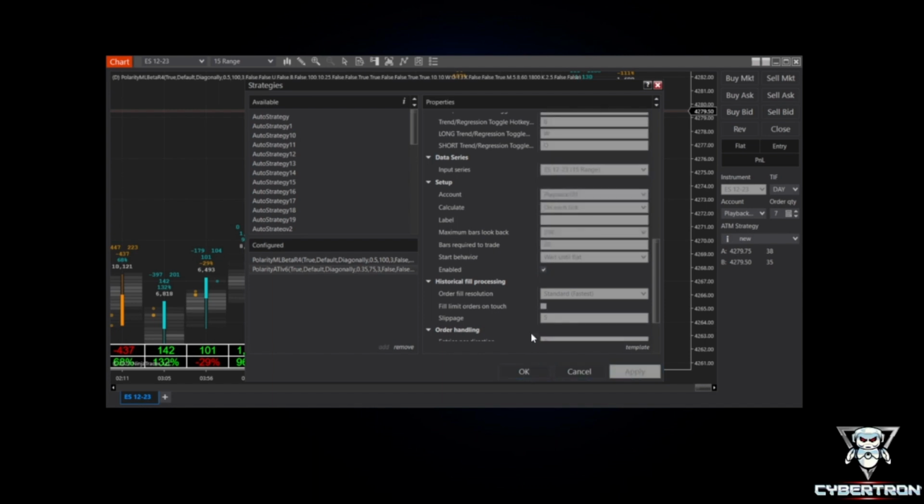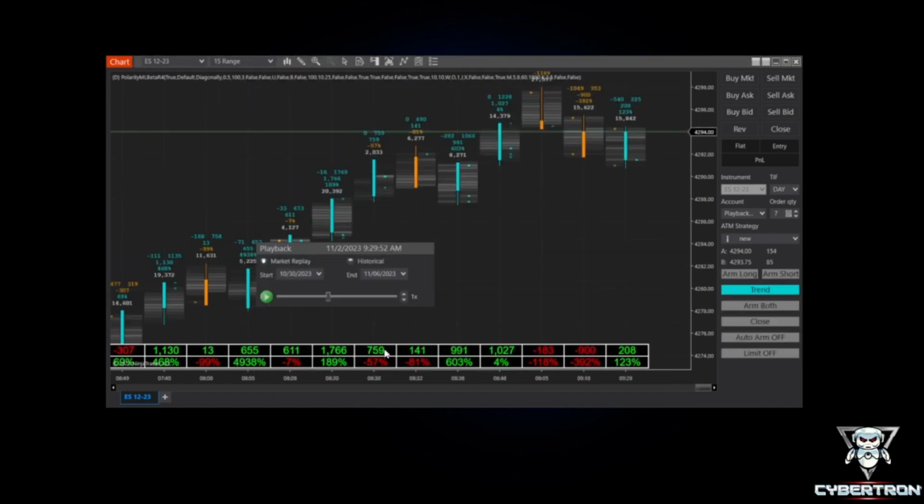We will test 3 days with this strategy we use. Here we are Thursday, November 2nd. Remember, we will only arm the strategy long. The markets look like they are trending.